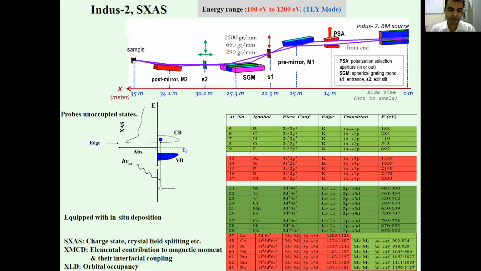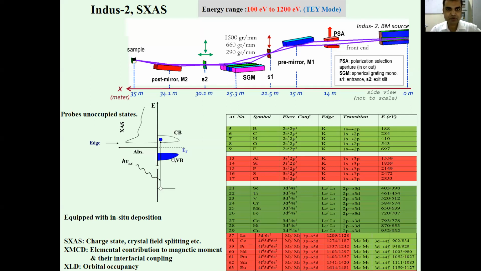Dr. Jha talked about extended X-ray absorption fine structure, whereas we have X-ray absorption near edge structure. Just close to the photo absorption edge, we probe the different features which give us information related to the charge state and the crystal field splitting. By using the polarized nature of the incident photons, one can also do X-ray magnetic circular dichroism or X-ray linear dichroism. I will give you some specific examples of these different experiments, and in what way one can do these sets of experiments.